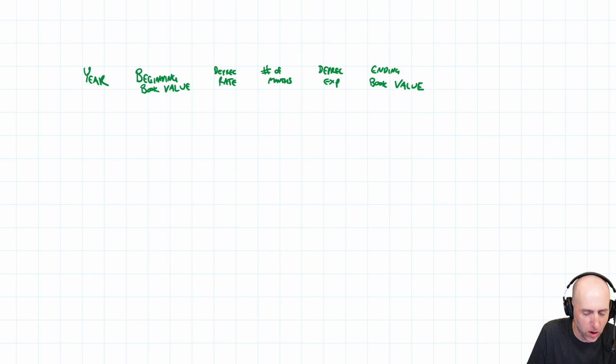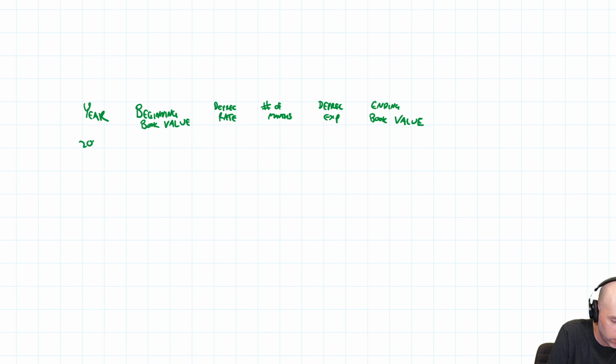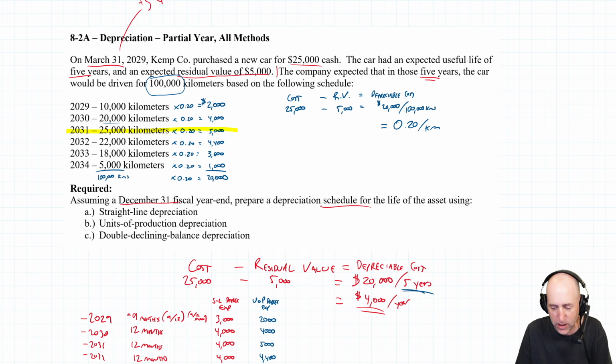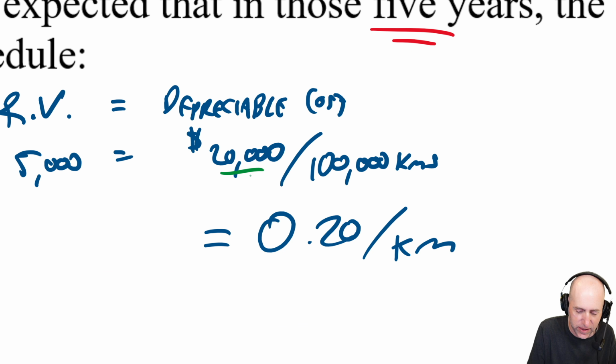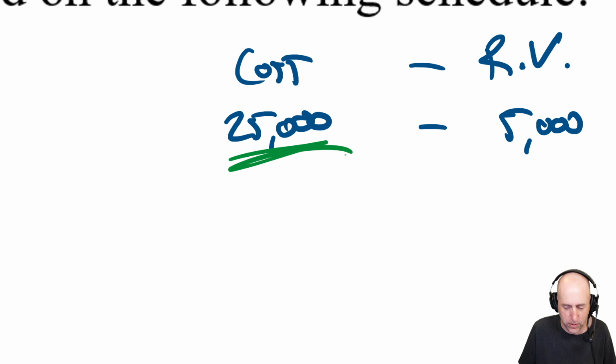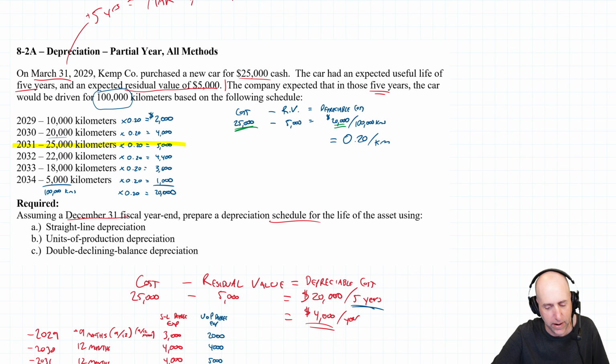So let's start to slot things in. Year, well, our opening year here is 2029. Beginning book value is what you paid for the asset. So beginning book value starts with what I paid. And what we paid is $25,000. And this one's a little bit weird because for the other ones, our starting point for the math is this depreciable cost of 20. With the double declining balance, we start with what we paid, 25.